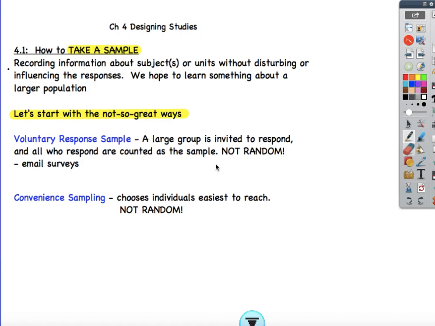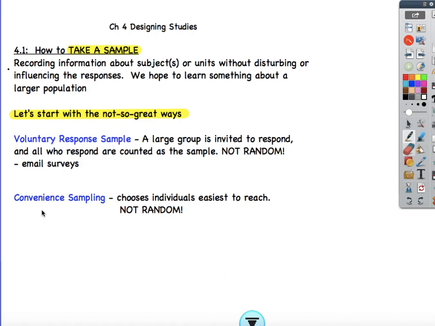I would imagine on the AP test, they would probably lead you at the beginning of a problem with something about this topic, and then maybe take it further into inference, like panic and phantoms. So I think there's a good chance you will see this on the AP test. So anyway, let's just do a quick run through. There's lots of different ways to take a sample. Some ways are good and others are not so good. So let's start with the not so great ways.